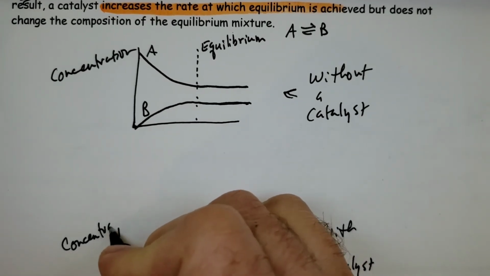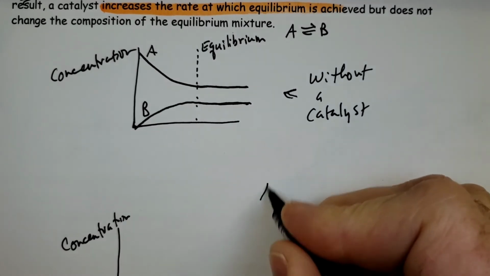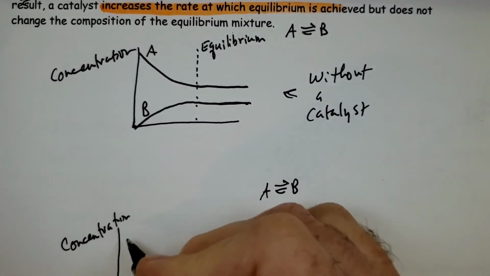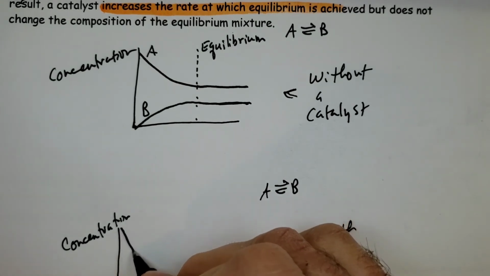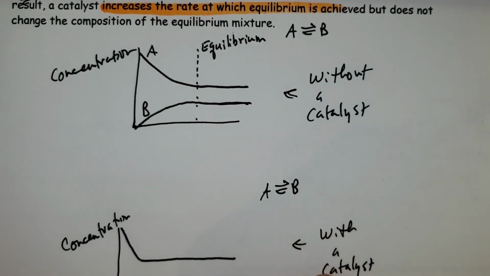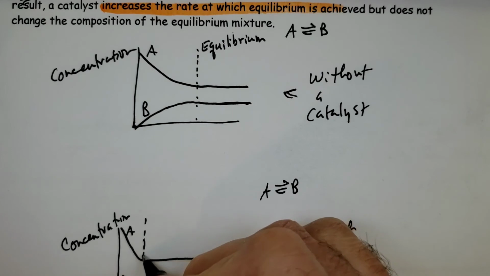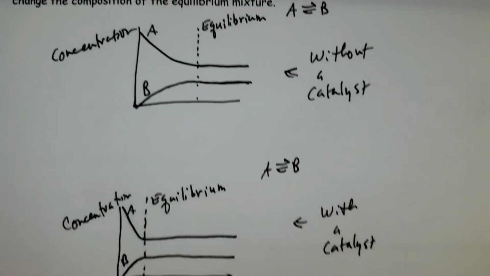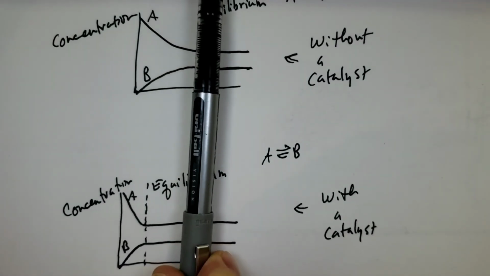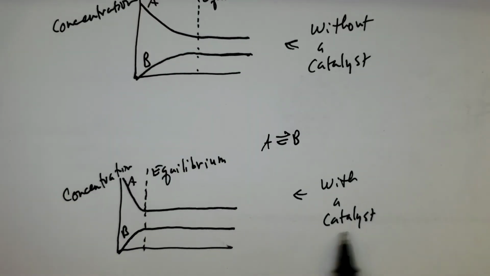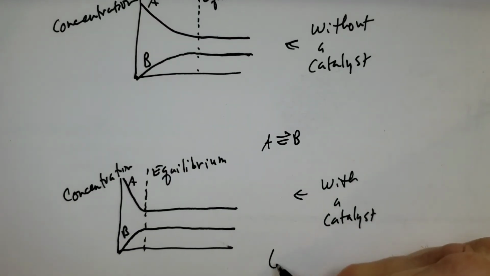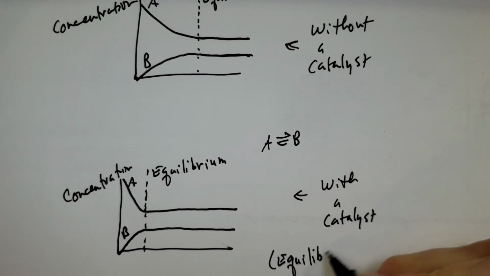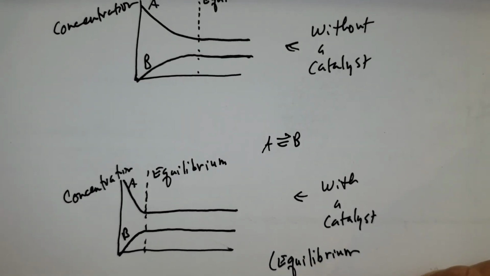So concentration, again, it's A going to B and vice versa. So it may look something like this. And then here's B. So you can see equilibrium happens much sooner. Okay, so instead of equilibrium happening here with the catalyst, it happens quicker. Equilibrium occurs sooner.